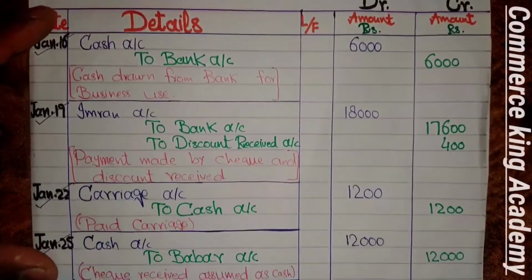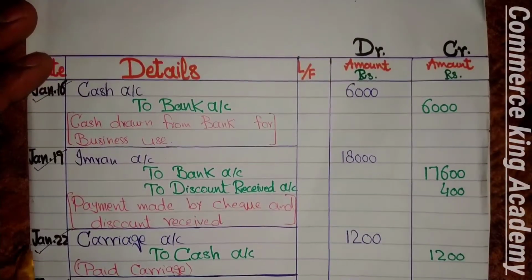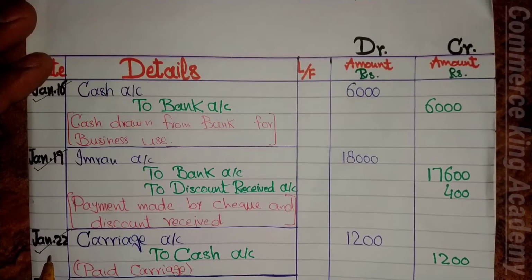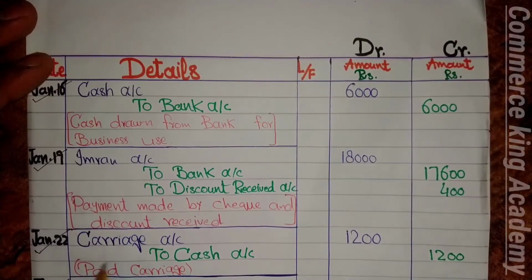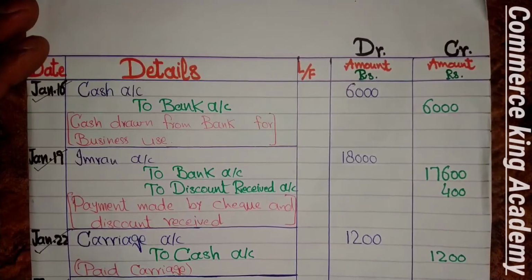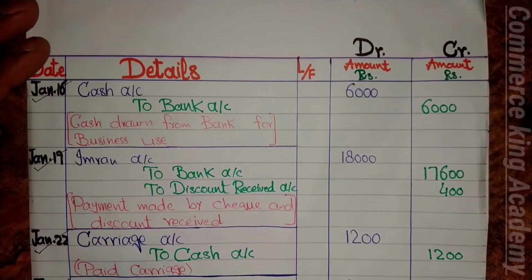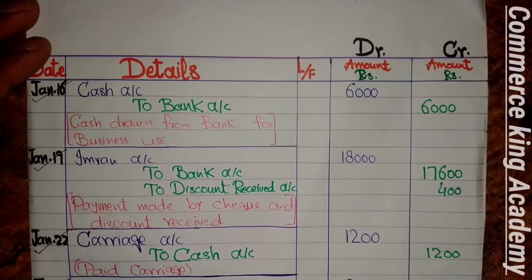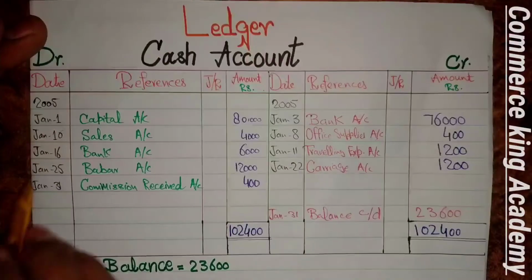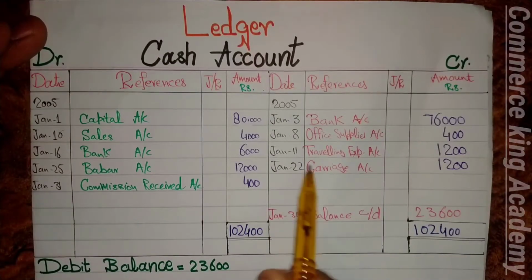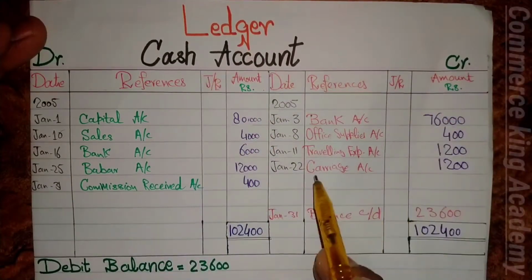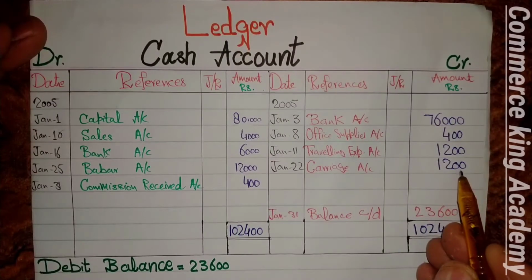Our next finding about cash account: we will find cash account in the Jan 22 entries, in the transaction which was paid carriage. So carriage account debited by cash account. So cash account credited here with amount 1200 rupees. In this way, Jan 22, cash account credited by carriage account amounting 1200 rupees.